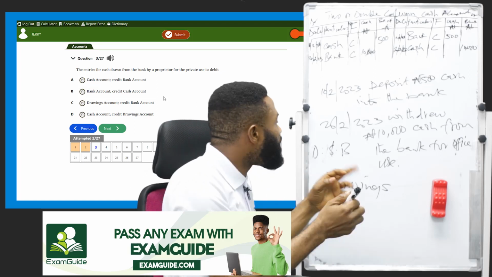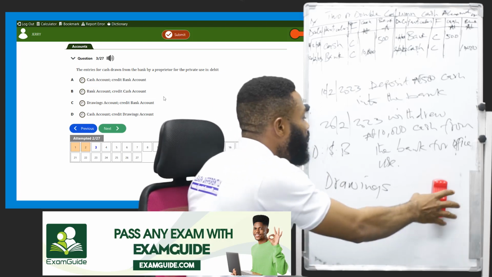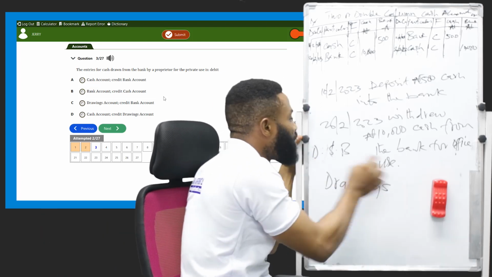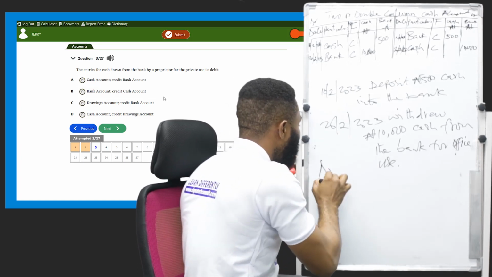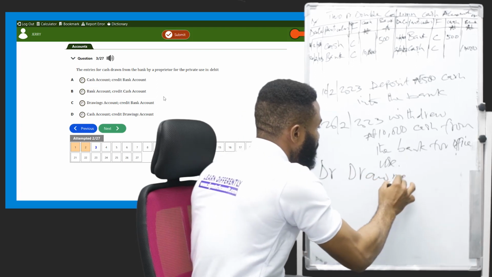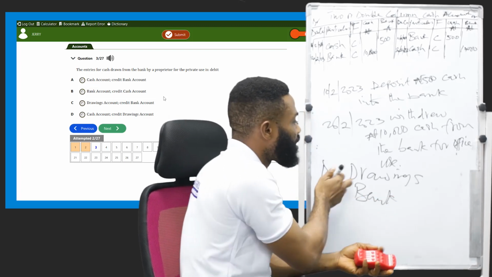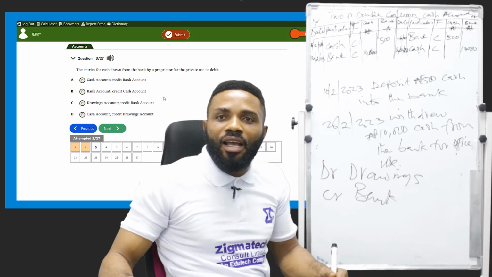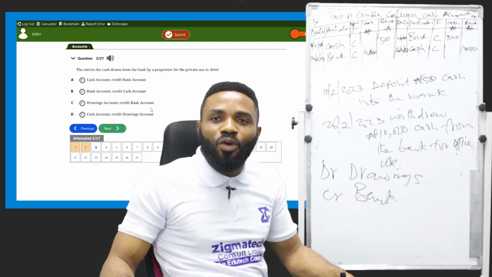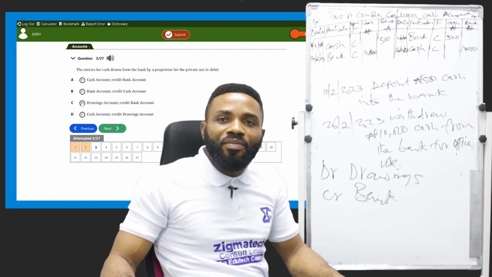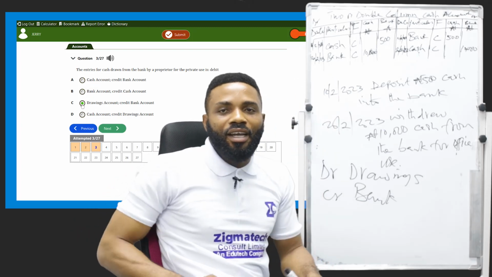You are going to debit drawings and you are going to credit bank, because drawings is the one receiving, and bank is the one giving. So you are going to debit drawings and the word credit bank. Credit. So any option that has this is the answer. Let's look at it. The first one, debit cash and credit bank, that's no. Debit bank account, that's no. Then the answer is what? C, debit drawings and the word credit bank.